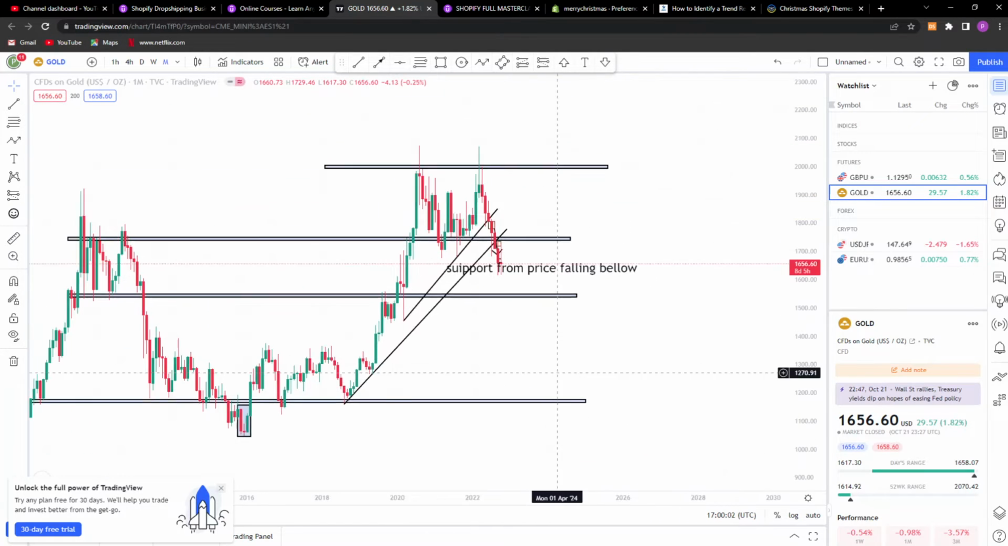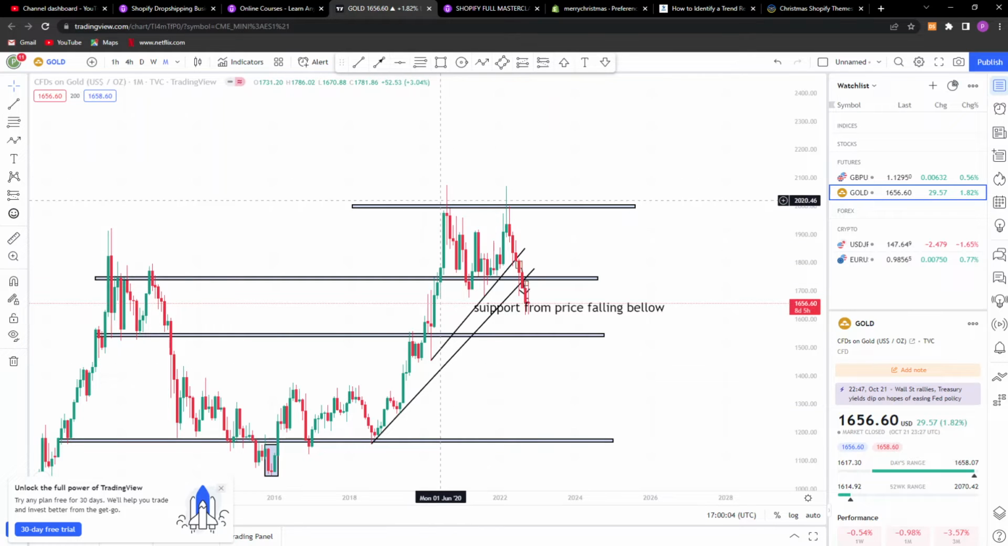Okay, now gold formed what here? A morning star. Okay, an evening star. Sorry, an evening star, and then price started dropping down. Same thing here. Gold formed what here? The three crows. Okay, before price started pushing to the downside. So he always shows you a candlestick pattern.